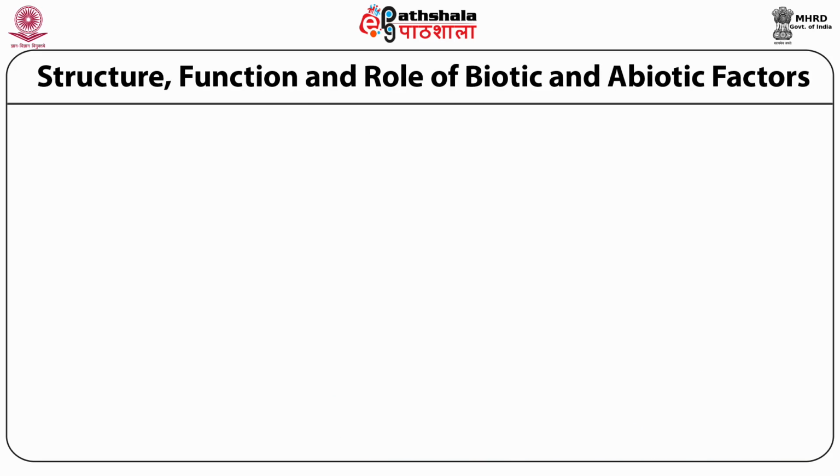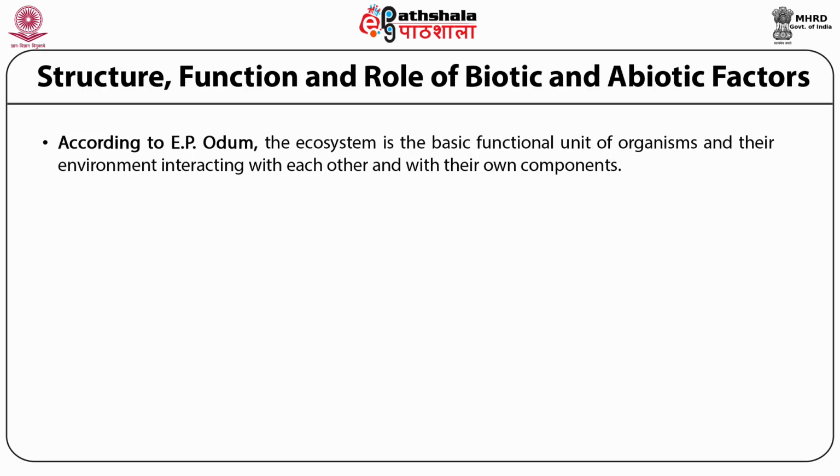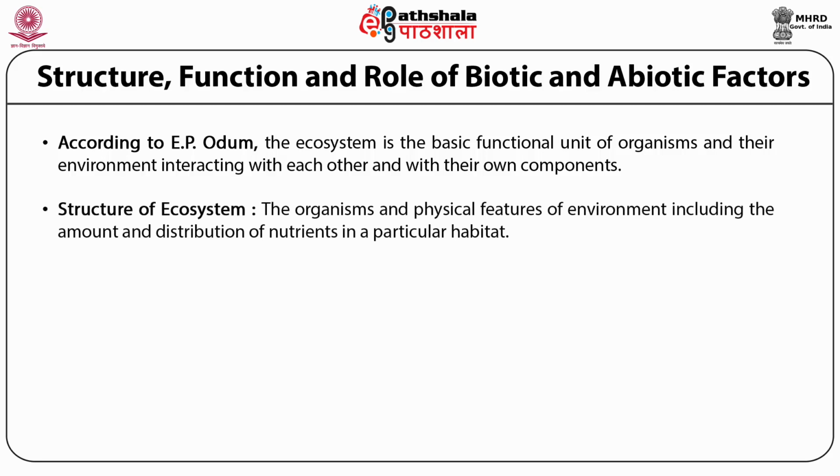What are the structure, function and role of abiotic and biotic factors in the environmental system? According to E.P. Odum, the ecosystem is the basic functional unit of organisms and their environment interacting with each other and with their own components. So this is the interaction among the systems, that is biotic factors and abiotic factors, which results in various processes and components. The main structure of an ecosystem is the organisms and physical features of the environment, including the amount and distribution of nutrients in a particular habitat.